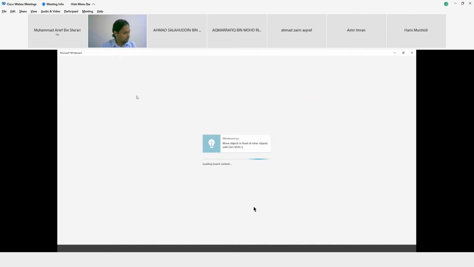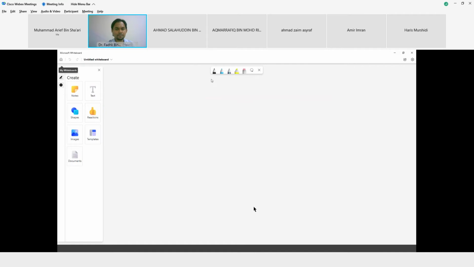Okay, next adalah 5D. Okay, 5D. For 5D, we are given temperature and pressure. Temperature is 80 degree C. Pressure is 500 kilopascal.